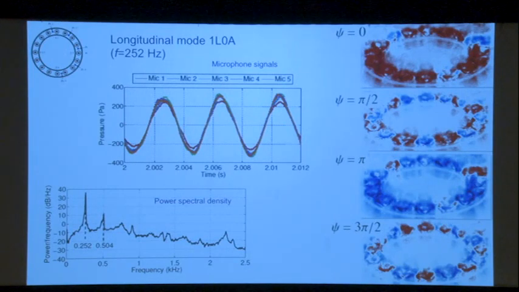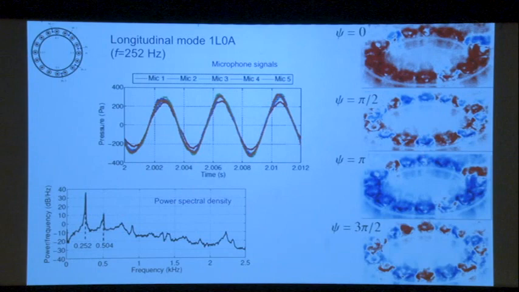If you look at the microphones, which are located here, the 5 microphones, they're all in phase. Essentially, the signals on the microphones are nearly the same. And if you look at the power spectral density, it has a very strong peak at 252 hertz. There is also a harmonic, but much lower. So this signal is very sinusoidal.